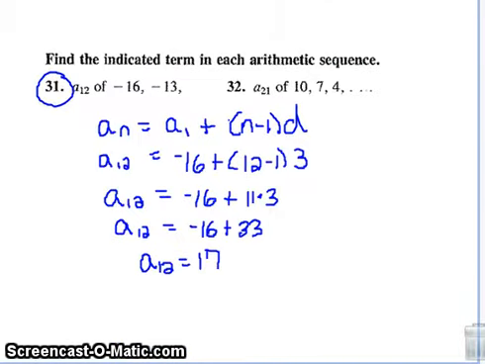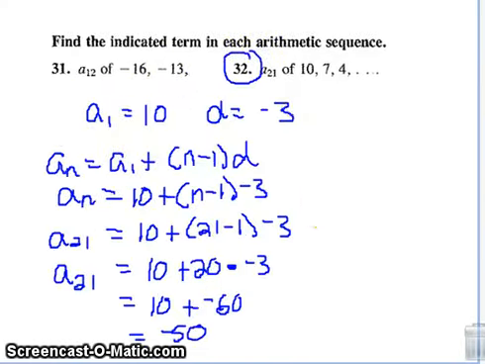If you're trying to find the indicated term, then you're going to plug in a12, a to the 12th. When you solve for that 12th term, n becomes 12. This is your first term, and here you can figure out your d is, you're going up by 3. And here your d is going to be negative 3, because that's what you need to get to the next term.